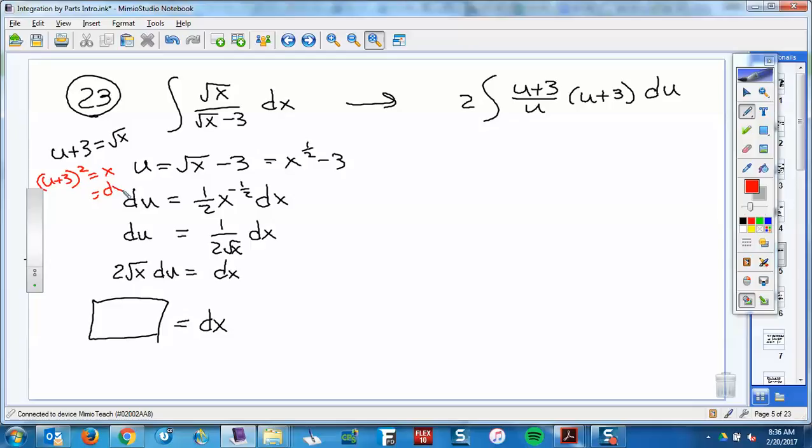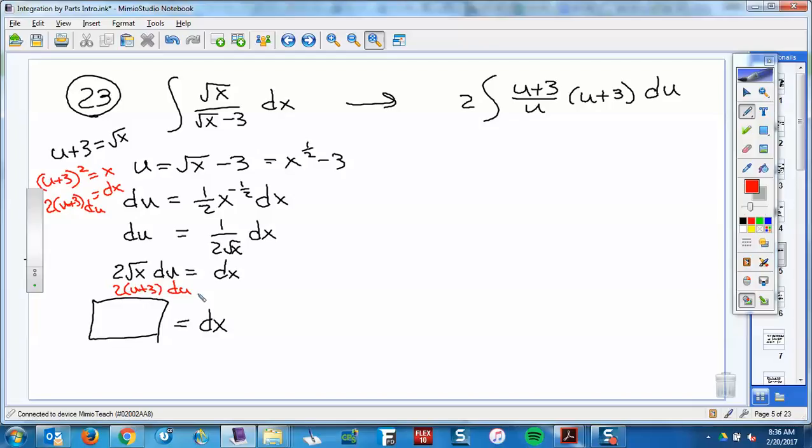So the derivative of this side is like dx, and the derivative of this side would be 2, and then u plus 3, and then du. Well, isn't that what I ended up with? 2, u plus 3, and then du, right? I end up with the same thing, because right here, this is 2, u plus 3, and du. You see what I mean? I ended up in the same place.